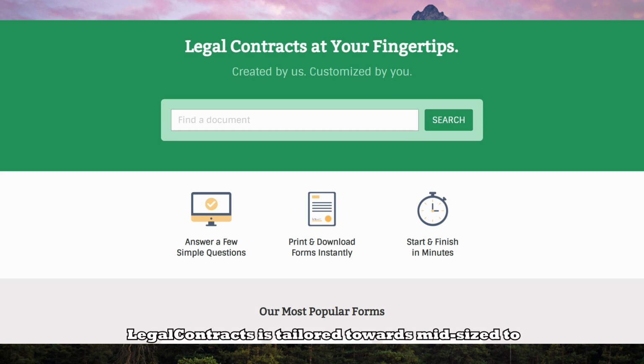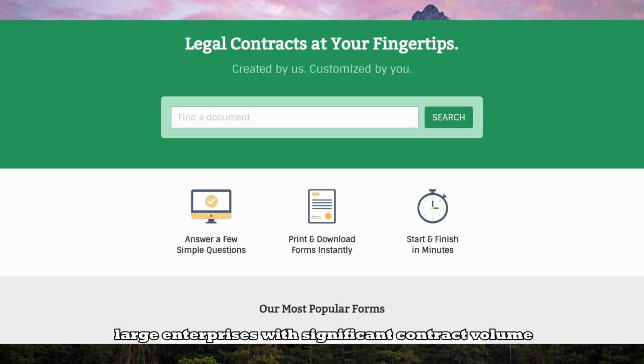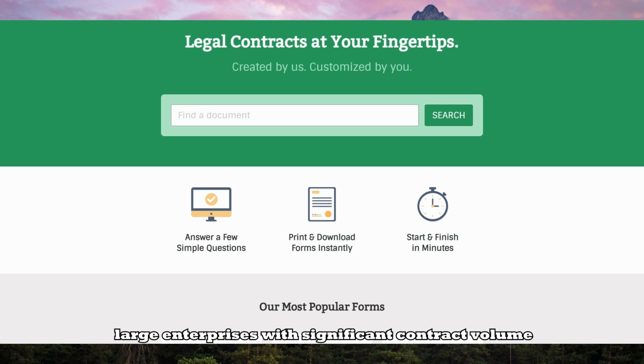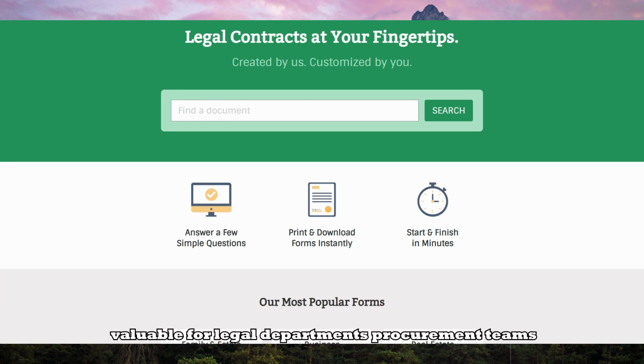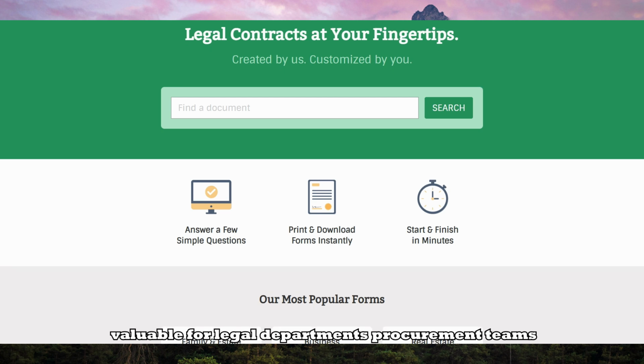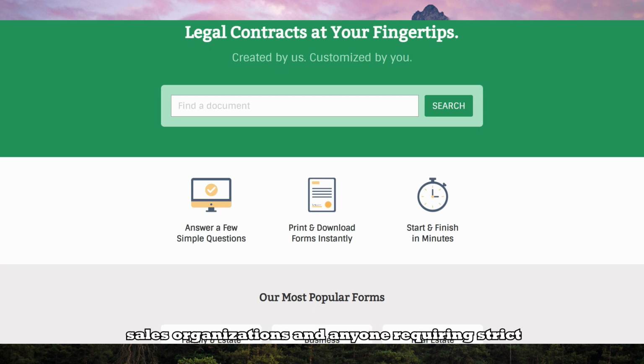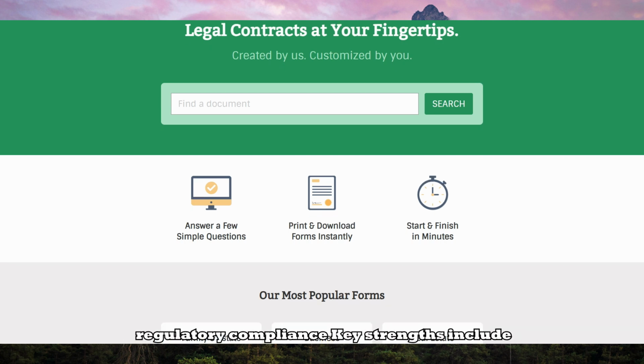Legal Contracts is tailored towards mid-sized to large enterprises with significant contract volume and complex legal requirements. It's particularly valuable for legal departments, procurement teams, sales organizations, and anyone requiring strict regulatory compliance.